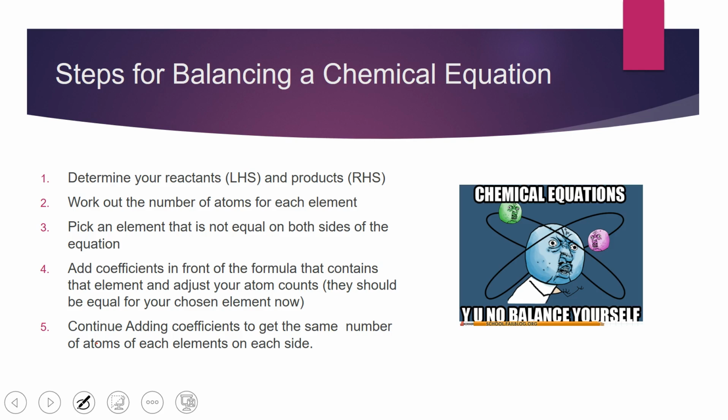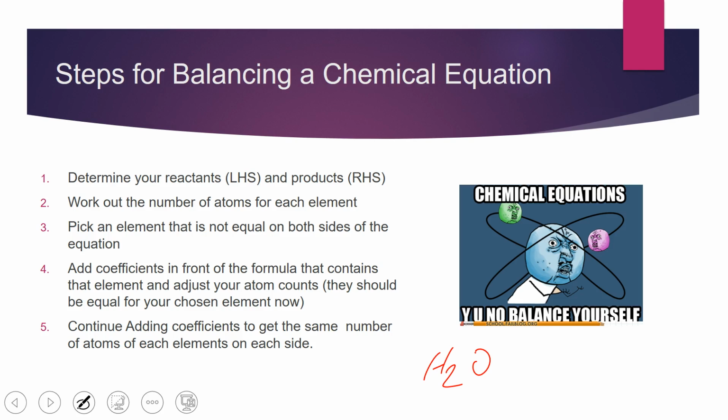Once we've identified our left-hand side and our right-hand side and separated them by an arrow, then we need to work out the number of atoms for each element. In the case of water, we would have our H2O, so we have 2 hydrogens and 1 oxygen. Once we've worked this out, we can pick an element that is not equal on both sides of the equation. I usually start with something that turns up only once, and as a rule, always leave oxygen till last, because oxygen is usually a bit tricky and turns up in more than one species, so we need to balance everything else before we can balance the oxygen.